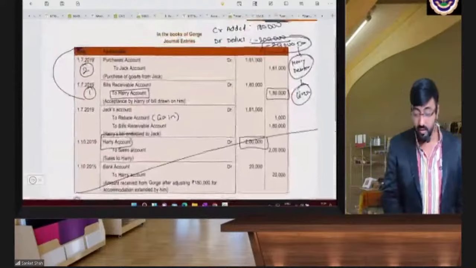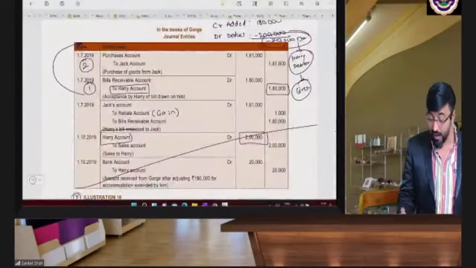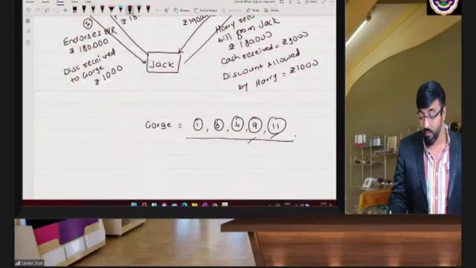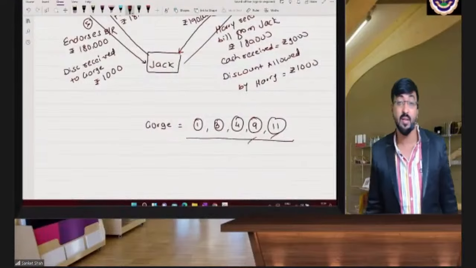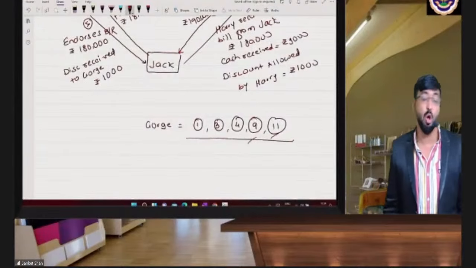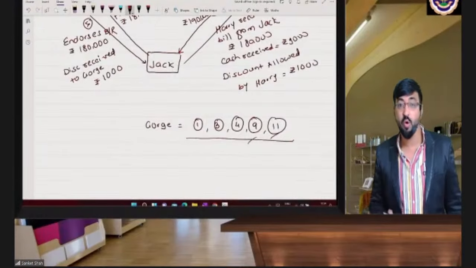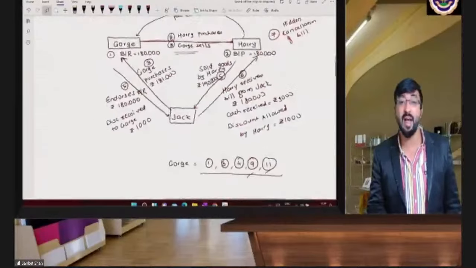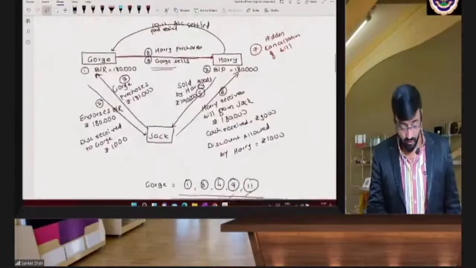So in George's books, how many entries are there as per our diagram? As per our diagram, 1, 3, 4, 9, 11. These are the entries in the books of George. Now you only tell me how many entries are there in Jack's books, by looking into the diagram.